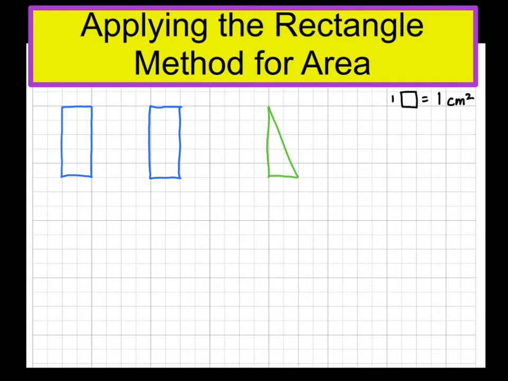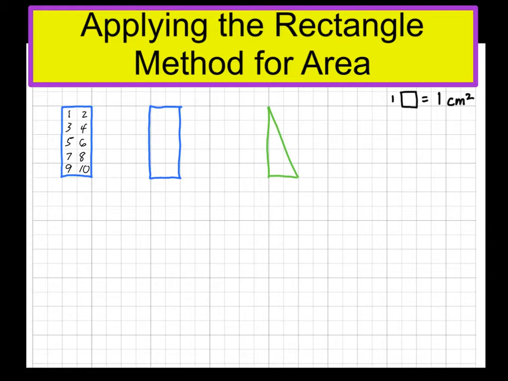Hello, today we are looking at applying the rectangle method for area. And you can see here I have a rectangle. In this rectangle, to find the area, one strategy could be to just number the boxes. Count how many boxes are on the inside. Because as a reminder, the area is the inside of a shape and the perimeter is the outside.